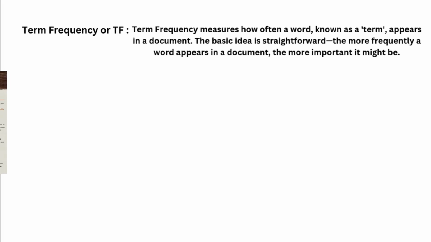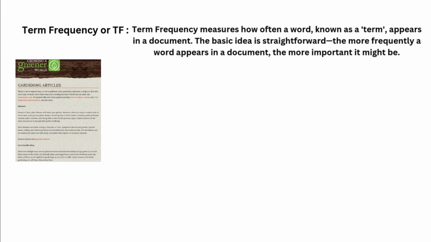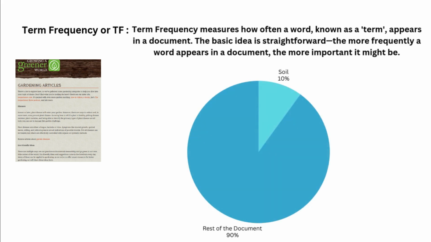For example, let's say we have a short article about gardening tips. If the word soil appears 10 times in a document that contains 100 words, the term frequency of soil is 10 divided by 100, which equals 0.1. This means soil makes up 10% of the document, indicating it's a significant term in that article.